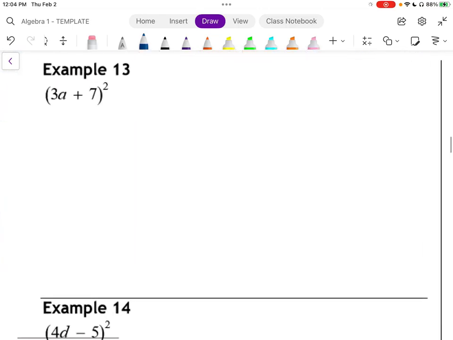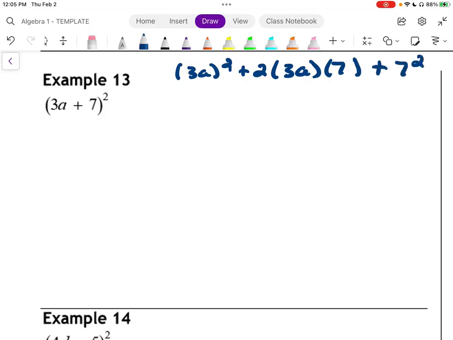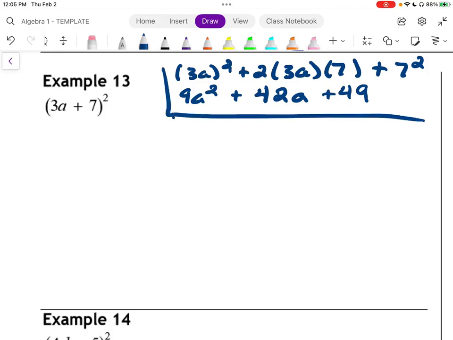Let's look at example 13 here. 3a plus 7 squared. Right here, that's a good time to use the formulas that we had up top. You could say that this is going to be 3a squared plus 2 times 3a times 7 plus 7 squared. Let's go ahead and write this out. This would be 9a squared plus 42a plus 49, and that's our answer. That's awesome if you do it that way, but I'm going to show you the longhand way to do it.